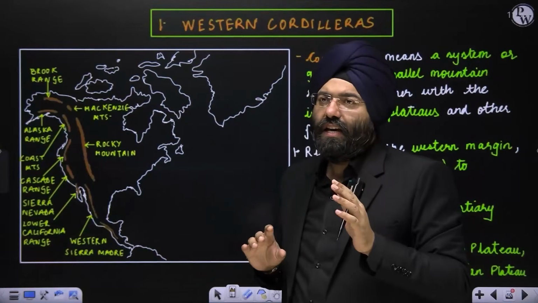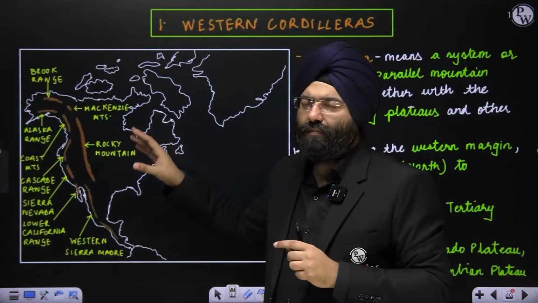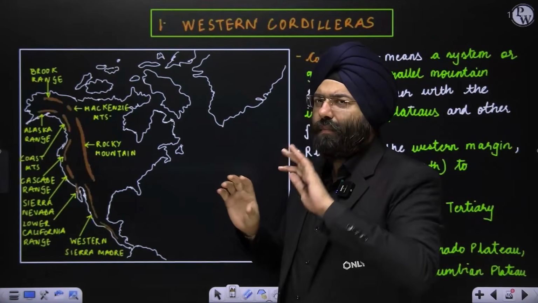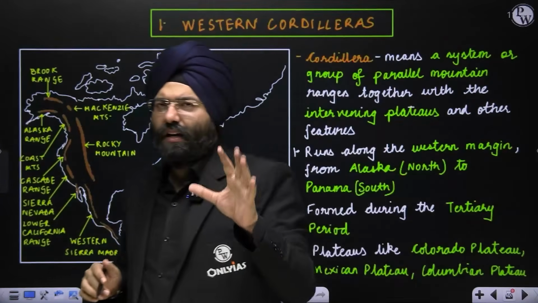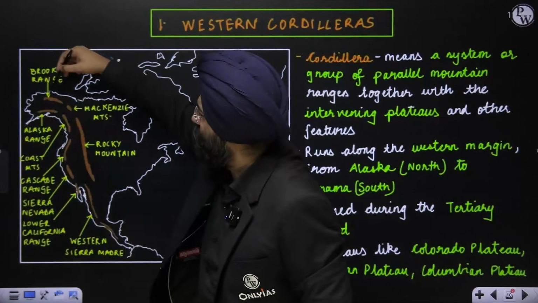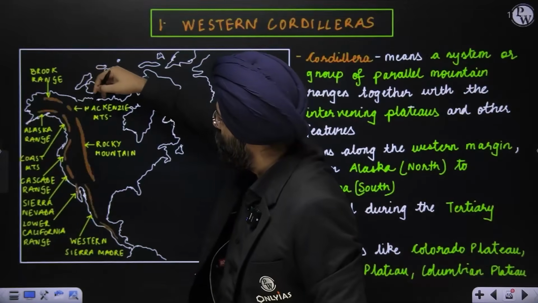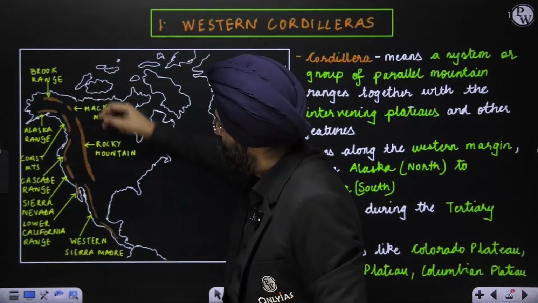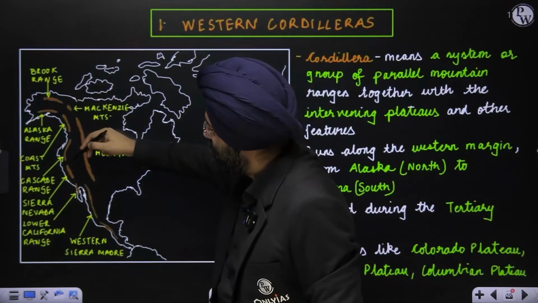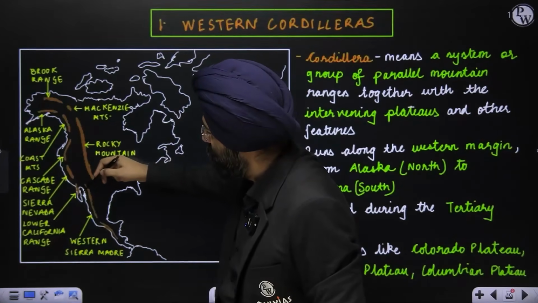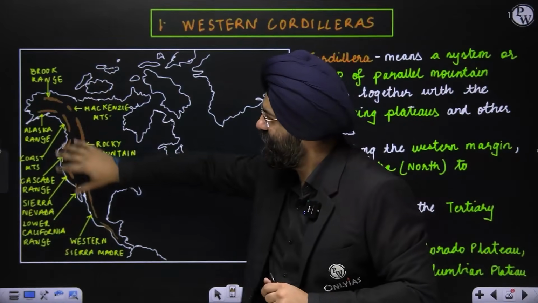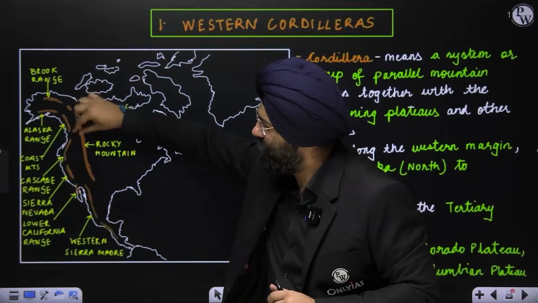Now if you see, I've already labeled so many mountain ranges, which we will be doing when we cover the topic of mountain ranges. But just for your understanding, you can see it. We'll be doing it in detail, don't worry. You have the Brooks Range over here in Alaska, followed by the Mackenzie Mountains and the Rocky Mountains. Then you have the Alaskan Range here, then the Coast Mountains, Cascade Range, Sierra Nevada. Then you have the Lower Californian Range and Western Sierra Nevada. We'll be seeing this, don't worry. So this is basically a cordillera with plateaus present between these ranges.